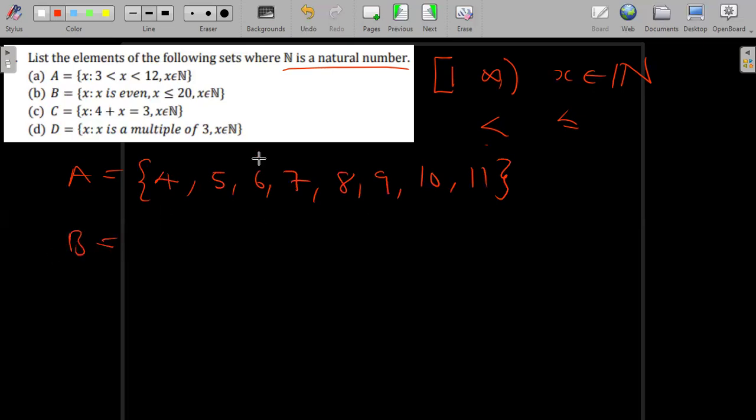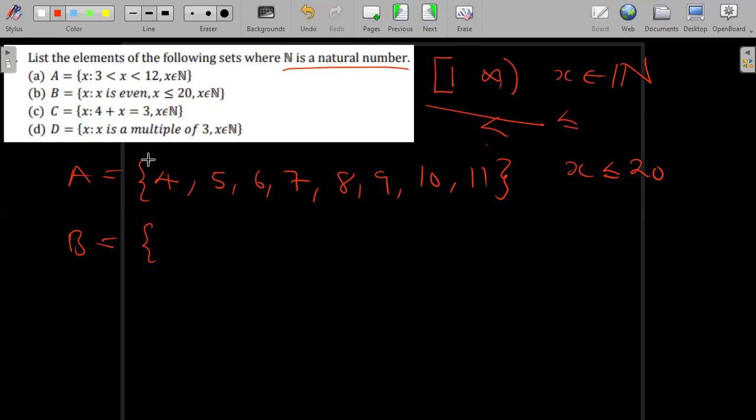Then I have B, and B says set B is a set of x such that x is even, and that even number has to be less than or equal to 20. So we need to list down the even numbers up to 20, and we know that they are natural numbers, which start from 1.